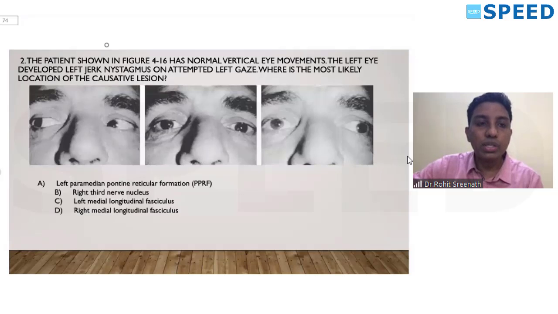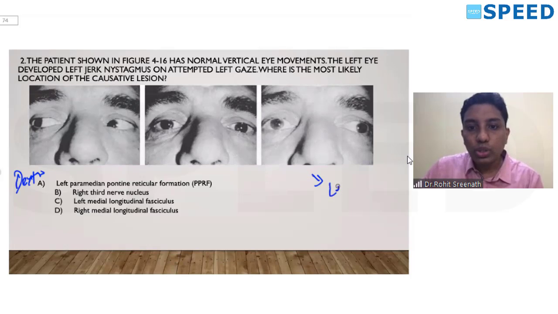Okay, so next question. The patient shown in figure 4.16 has a normal vertical movement. The left eye develops a jerk nystagmus on attempted left gaze. Where is the most likely location of the causative lesion? When we see the right gaze, the extroversion is normal in this patient, and the primary position is also normal. When the patient is trying to do the levoversion, the left eye is abducting normally, but the right eye is not adducting.